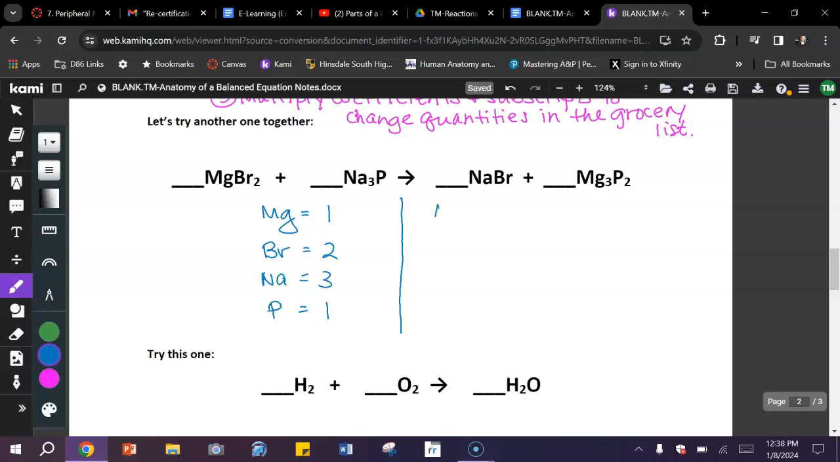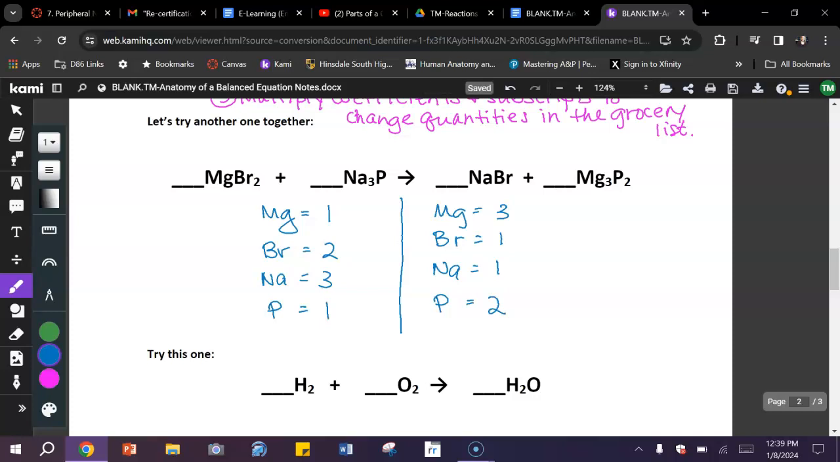On the other side, I have magnesium, bromine, sodium and phosphorus, and notice that even though the order has changed in my compounds, I'm going to keep the same order on the product side of my grocery list as I did on my reactant side. And so now I have magnesium is 3, bromine is 1, sodium is 1, and phosphorus is 2.